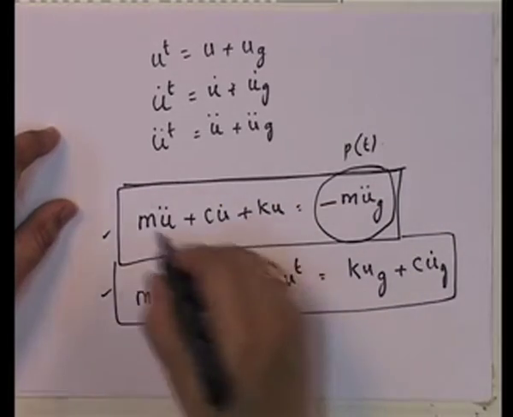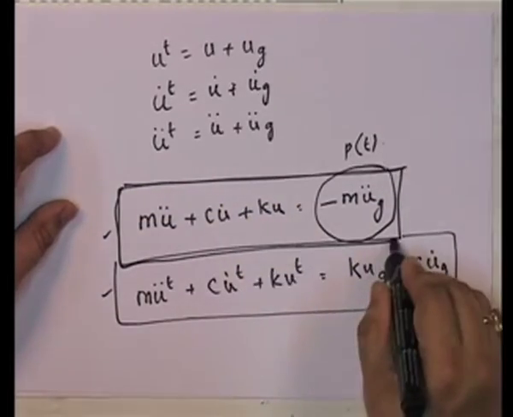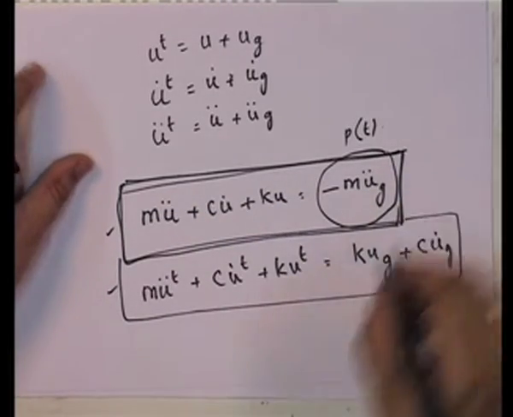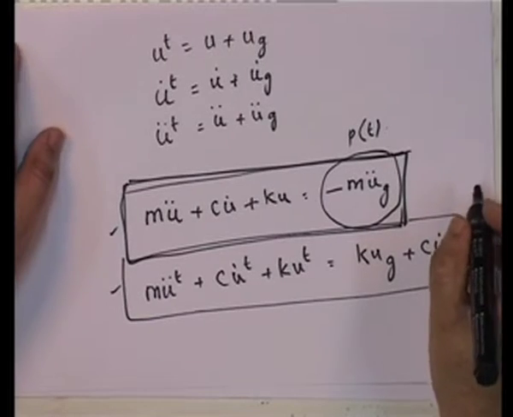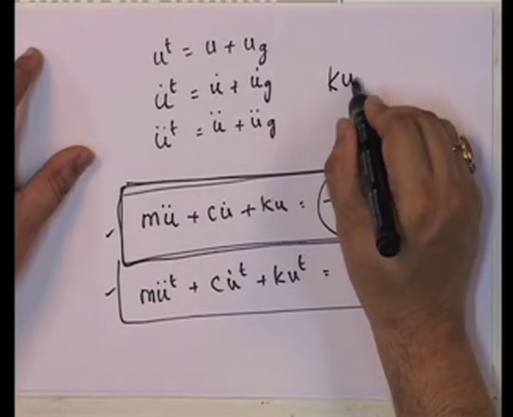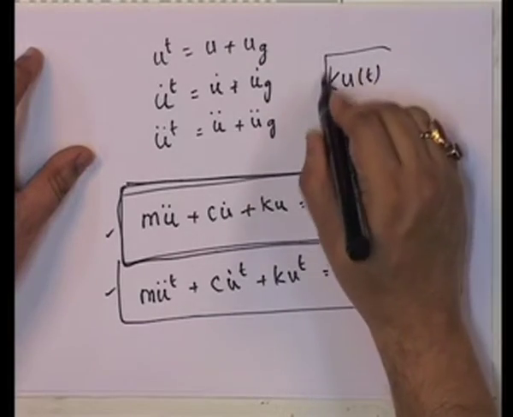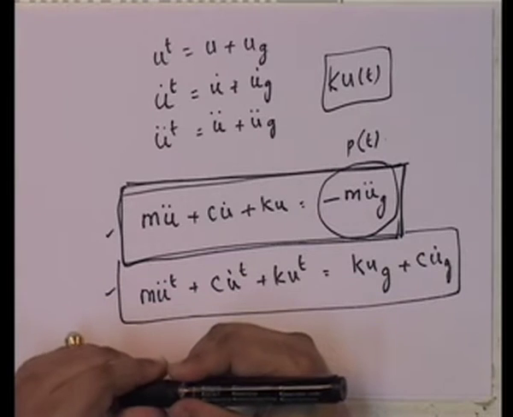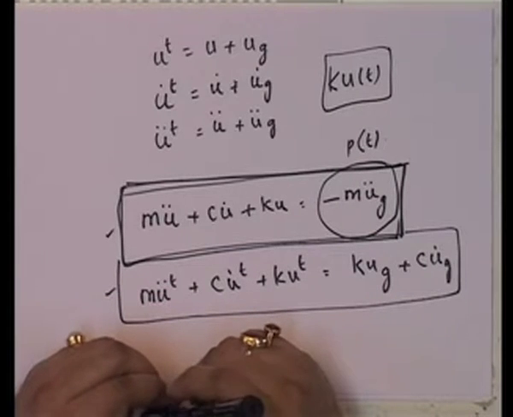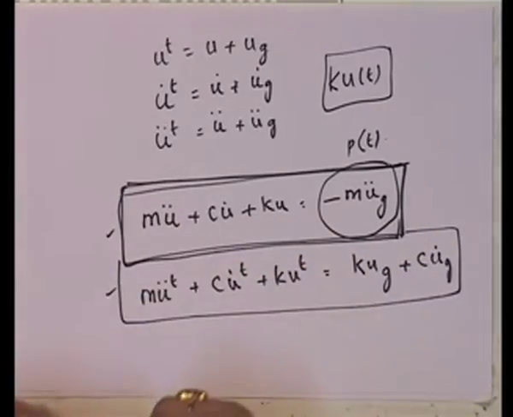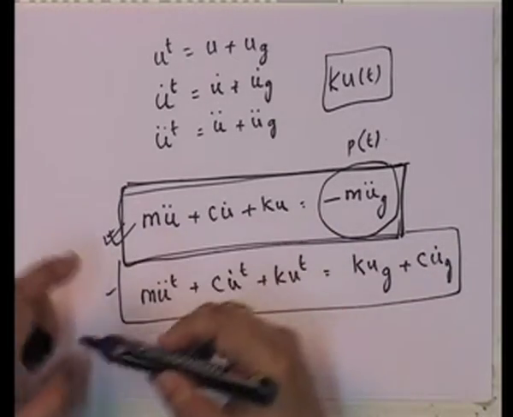Why do we use this one? Because remember, I had said that we use this one where we are really interested in ku, the equivalent static force that is occurring due to the earthquake. So this is the equation that we normally look at.